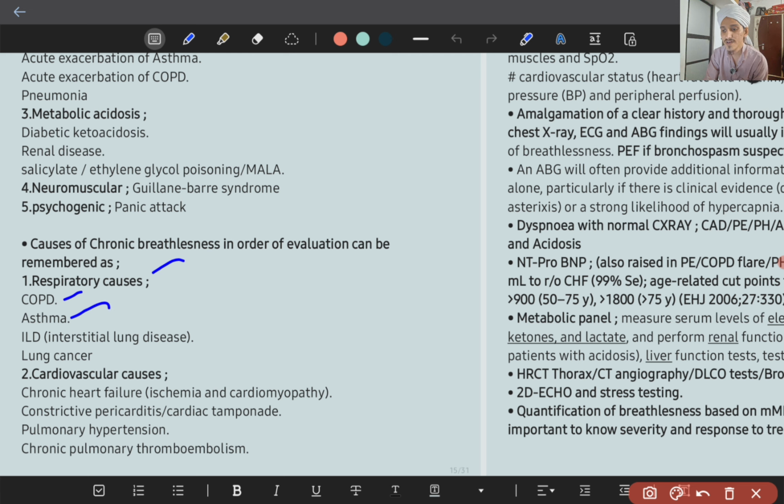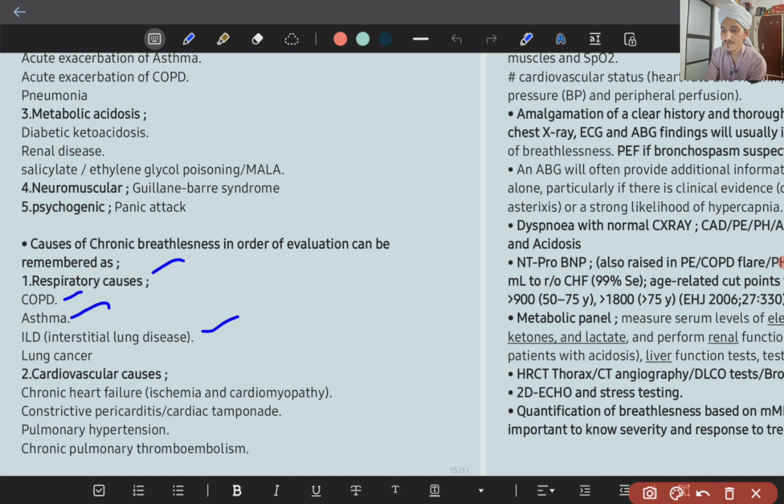In asthma, there will be a history of allergy and previous exacerbations. On chest X-ray, there can be hyperinflation, and on ECG, there can be tachycardia. Interstitial lung disease: there will be a history of persistent cough and exertional dyspnea. All causes of chronic breathlessness will have chronic exertional dyspnea. So there will be a history of chronic exertional dyspnea in all of these.